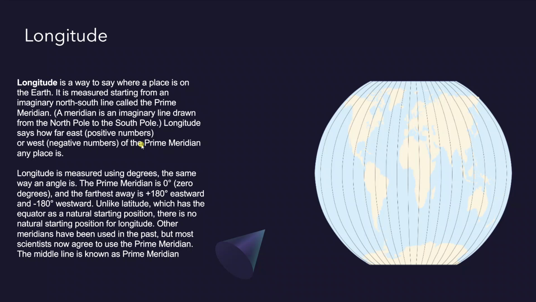Longitude is measured using degrees, the same way an angle is. The prime meridian is 0 degrees and the farthest away is plus 180 degrees eastward and minus 180 degrees westward. Unlike latitude, which has the equator as the natural starting position, there is no natural starting position for longitude. Other meridians have been used in the past, but most scientists now agreed to use the prime meridian. The middle line is known as the prime meridian.